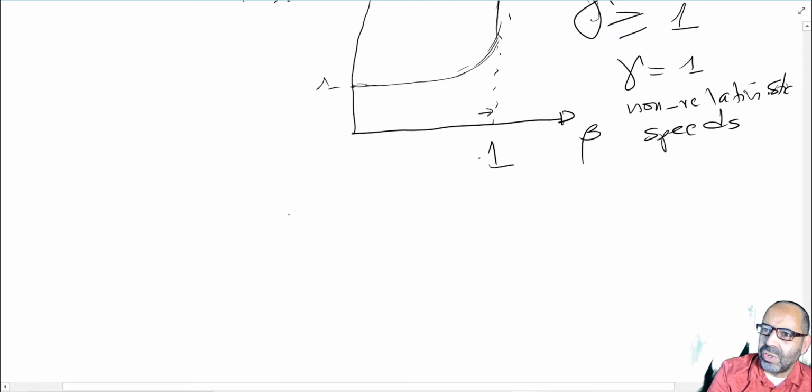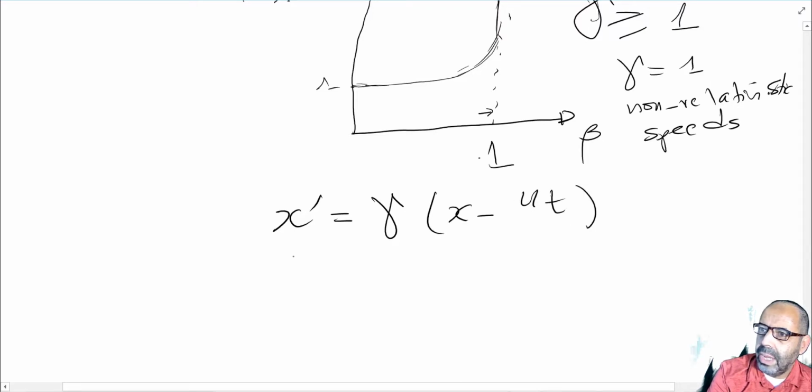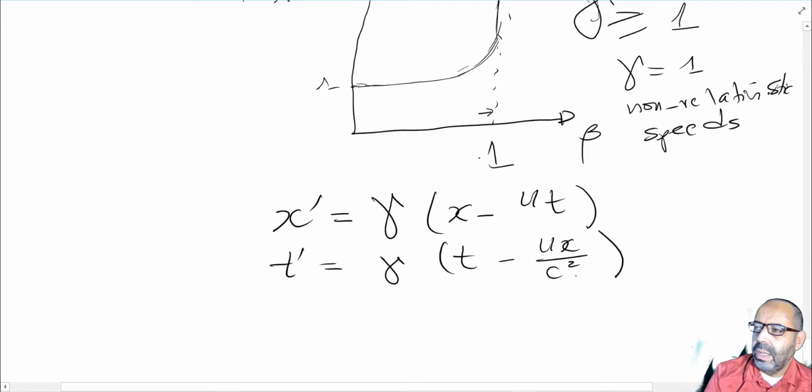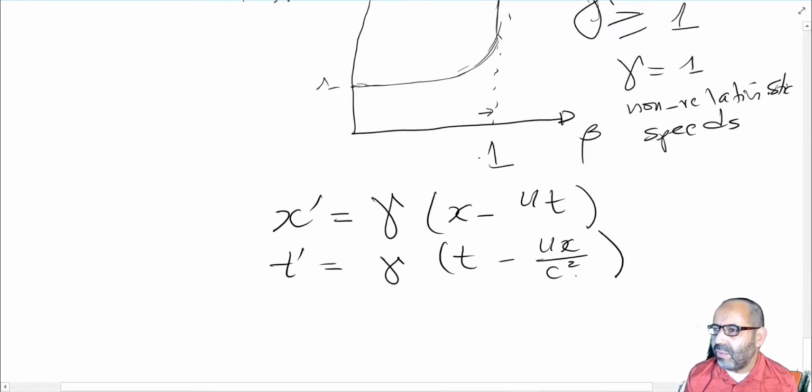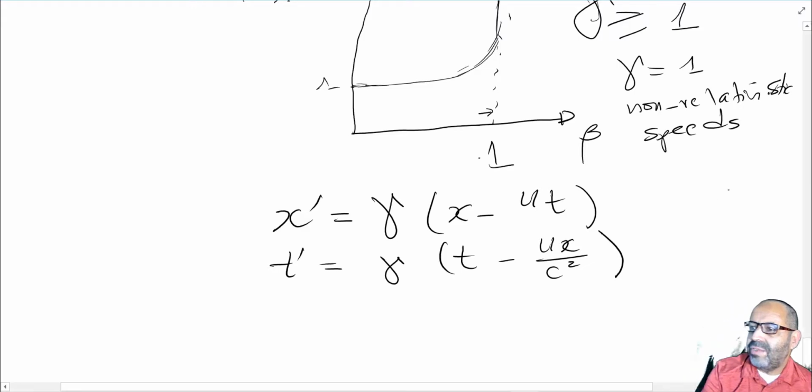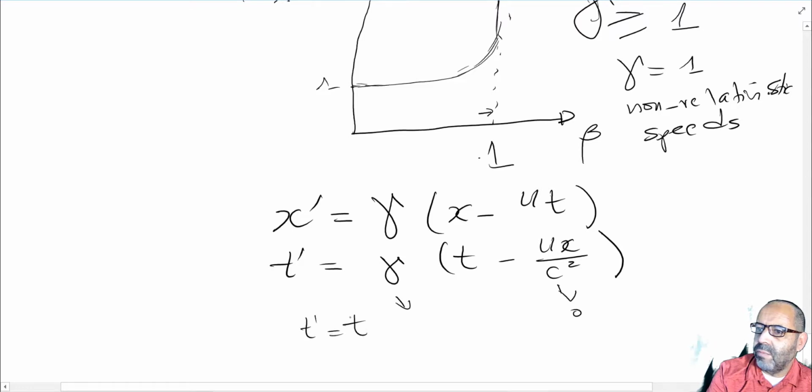So let me rewrite these transformations. Now remember, I just changed the notation. So x prime in the prime coordinate system is equal to gamma times (x minus u t). And t prime is equal to gamma times (t minus u times x over c squared). So that's something that you need to be aware of. If gamma is 1, and if c is infinite, this ratio is 0, that's why t was equal to t prime. So in classical mechanics, this will go to 0 and gamma will go to 1, and t prime and t are the same for both observers.